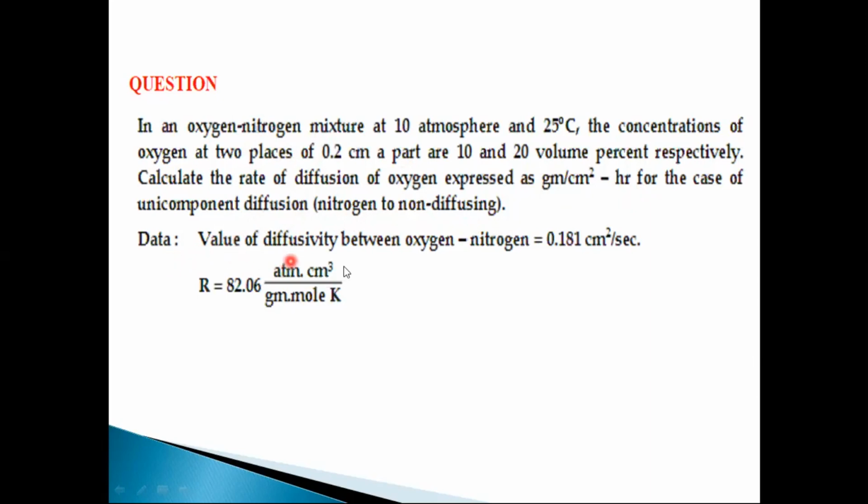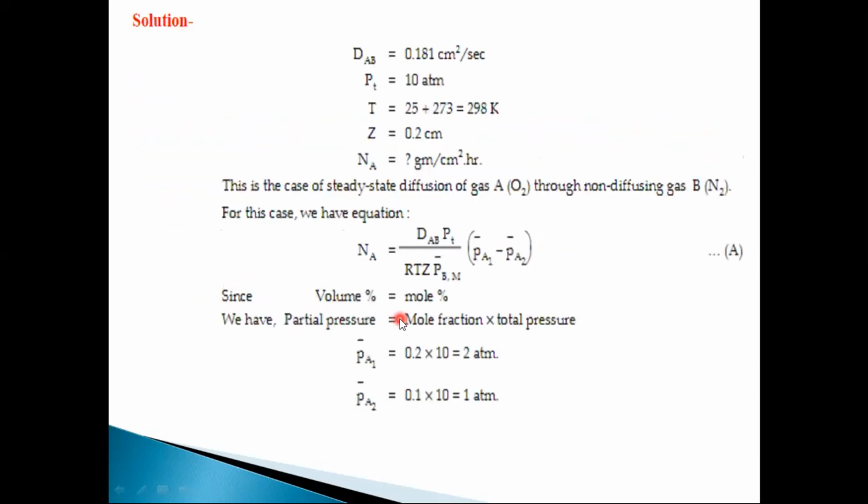Data given is the value of diffusivity between oxygen and nitrogen, DAB, equal to 0.181 centimeter square per second. The value of R is also given, that is 82.06 atmosphere centimeter cube per gram mole Kelvin. So here DAB is given, 0.181 centimeter square per second. Temperature is given, that is 25 plus 273, 298 Kelvin, and Z is given.